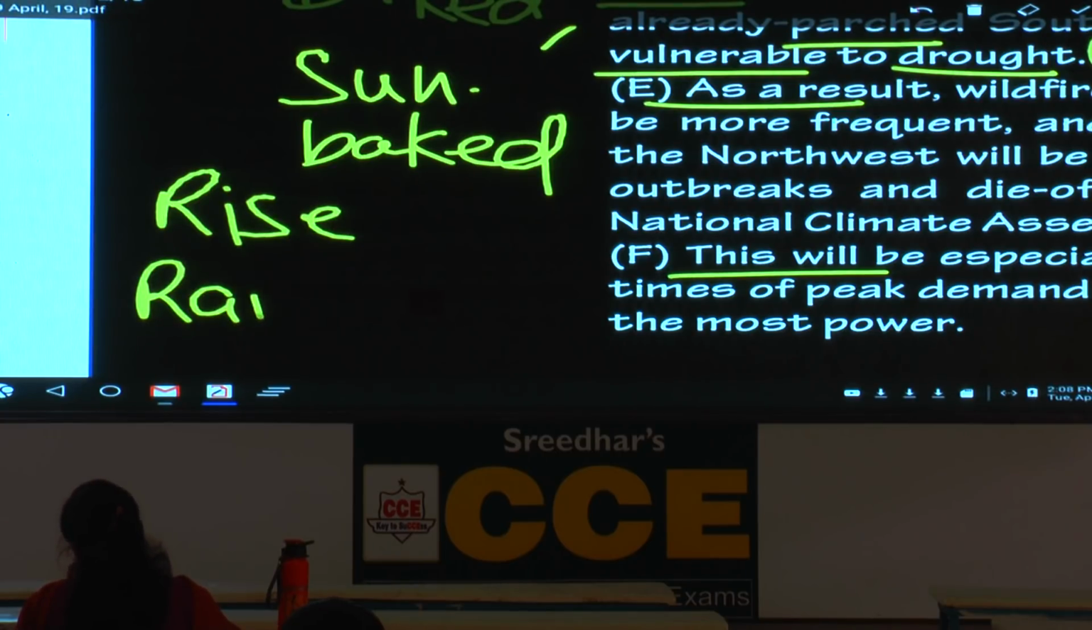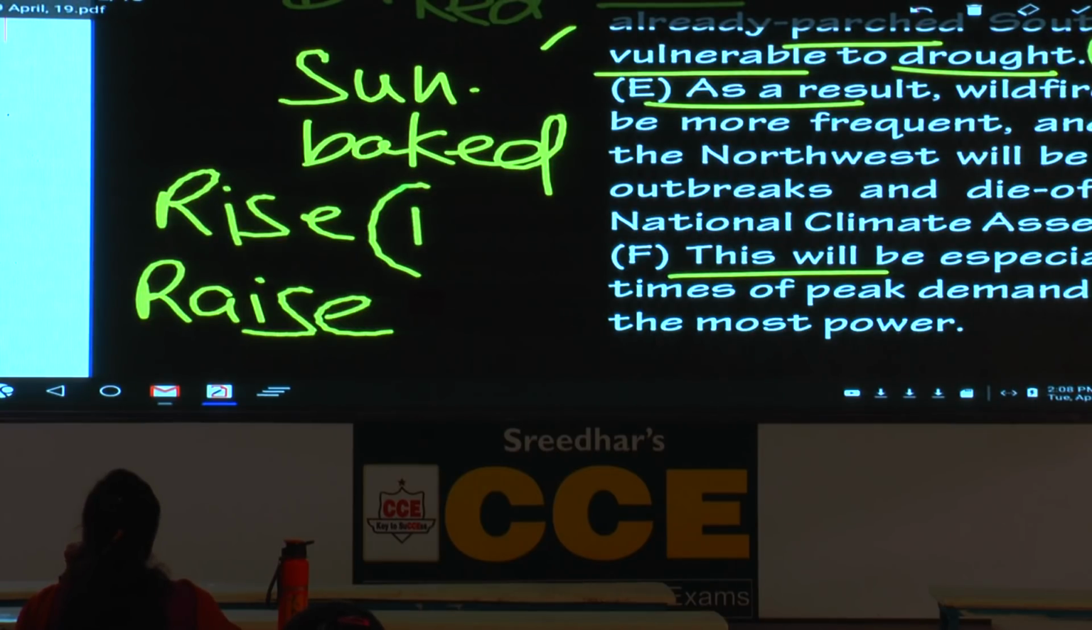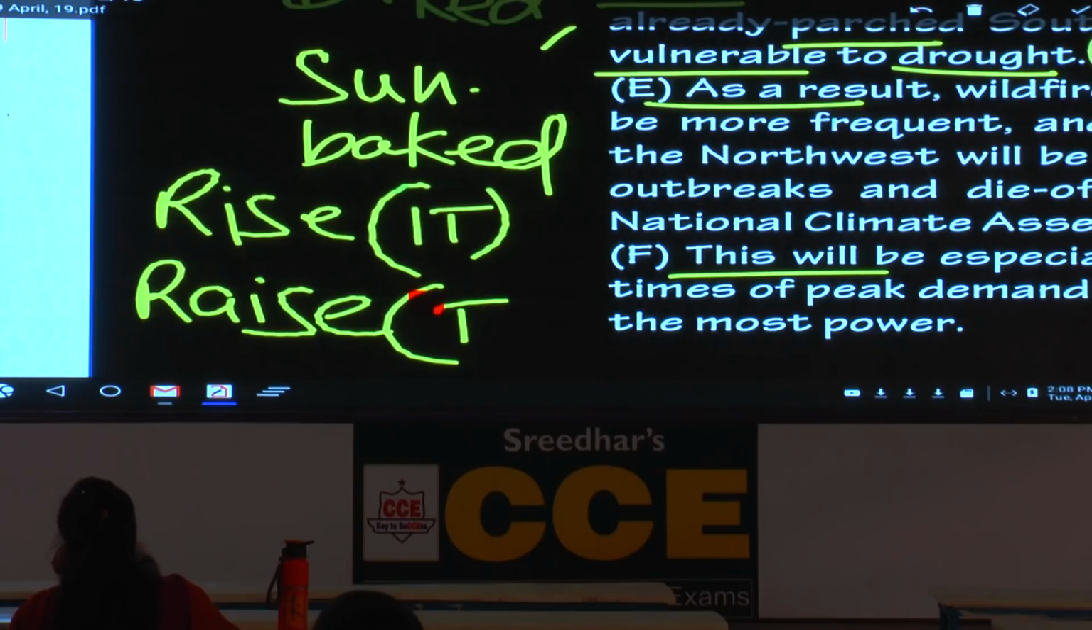raise. Both are verbs. Rise is, what is it? Transitive or intransitive? Intransitive verb means what? It cannot take an object. Raise your hand. What is the object here? Your hand. So what is raise? A transitive verb. A rise, intransitive verb.